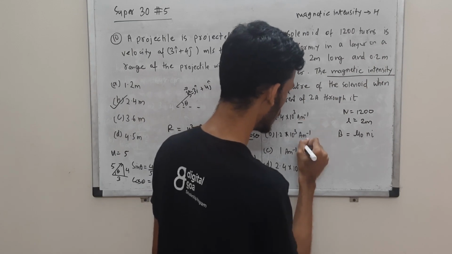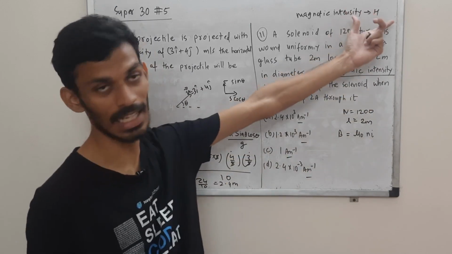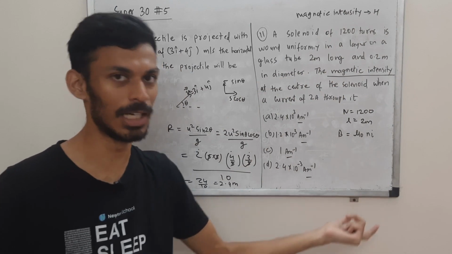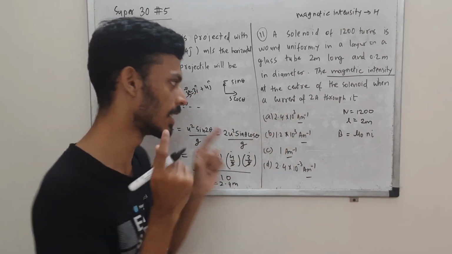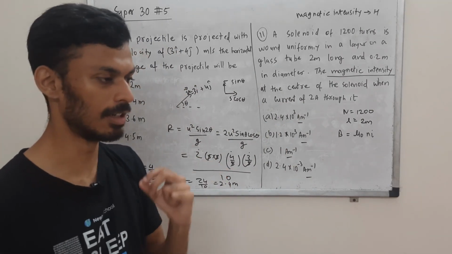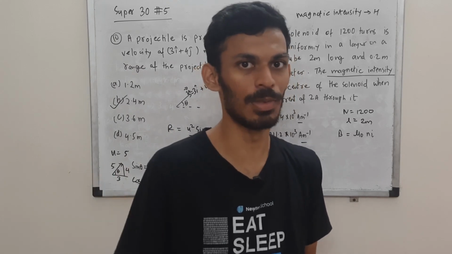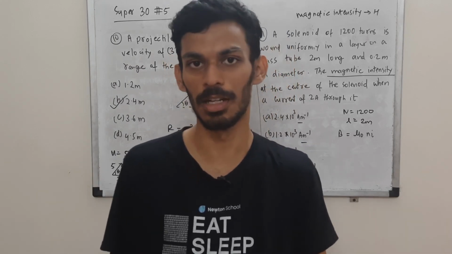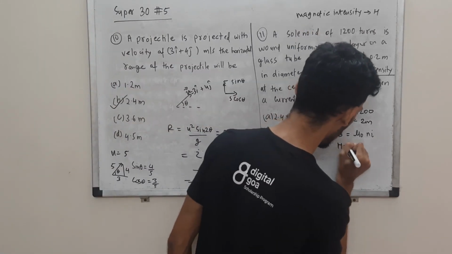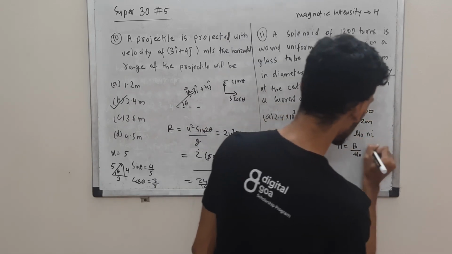If you see the units in the answers over here is ampere per meter, which is the unit for intensity, H, not for magnetic field. This has units of Tesla, or Weber per meter square. So remember the units, look at the units in the answer, and then decide what quantity it is. Are the options in Tesla, or are the options in ampere per meter? If it's in ampere per meter, it means H, and H is nothing but B by mu 0, so basically it is n i.